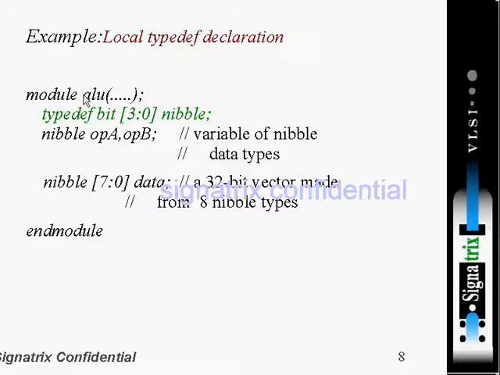Look at here. Here we have a module of ALU, and we are declaring typedef bit [0:3] nibble. Then in nibble we are declaring variable names opcode A, opcode B, like that. So those also will have the same width. Now what's happening here, we are declaring a 32-bit vector. Now what will happen? Are you able to get this one?